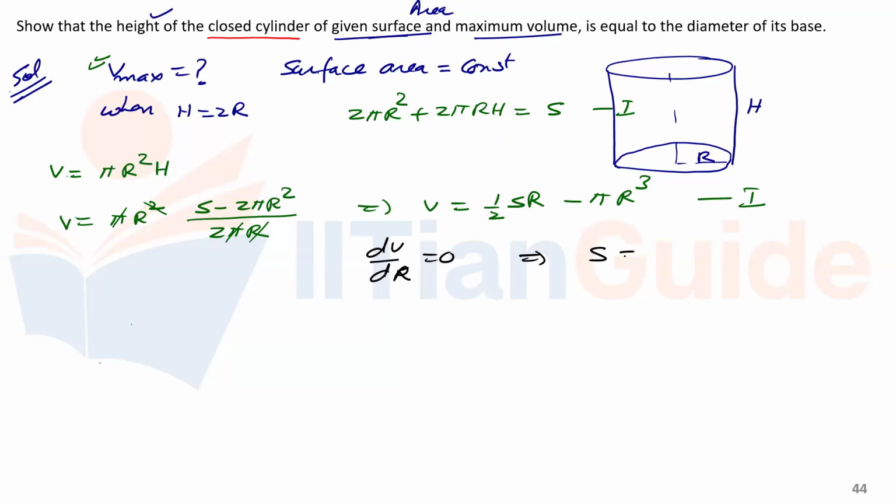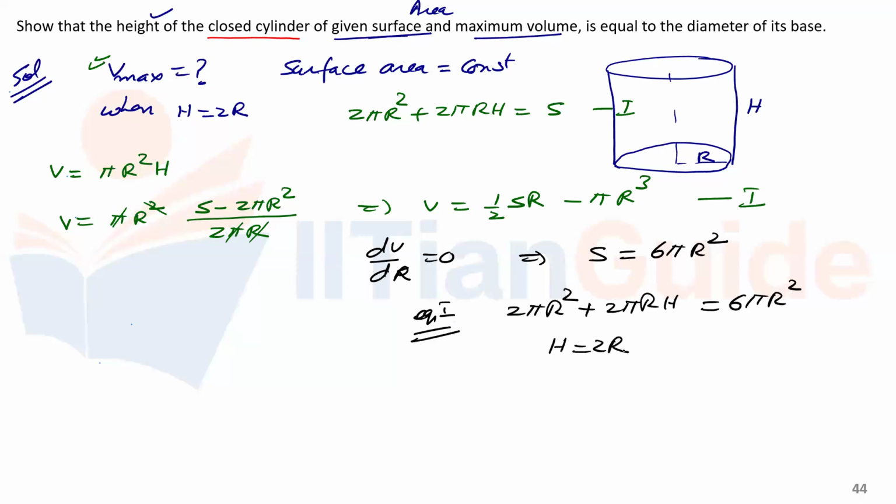Yes sir, S is equal to 6 pi r square. Okay, now put the value of x in equation number 1. So I am getting 2 pi r square plus 2 pi capital R H, that is 6 pi r square. There it becomes 4 pi, so I will get h to be 2r. That is what we had to prove. Clear?